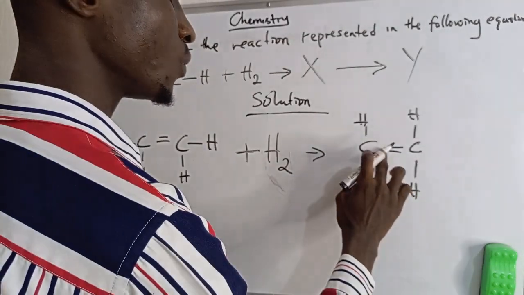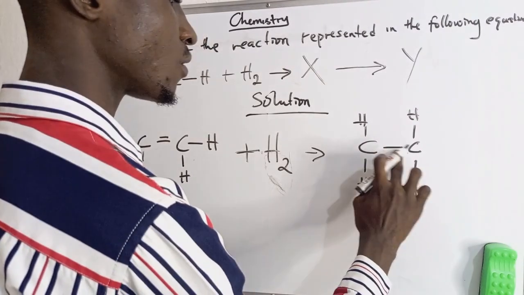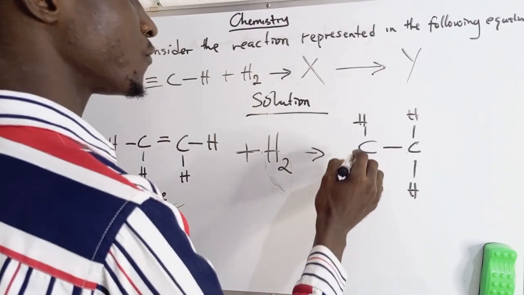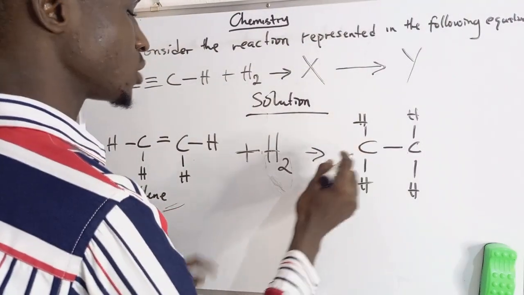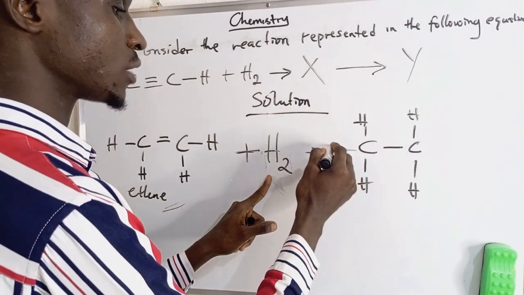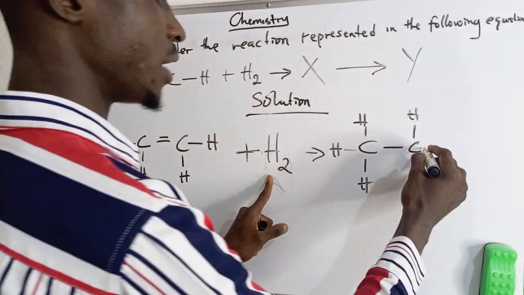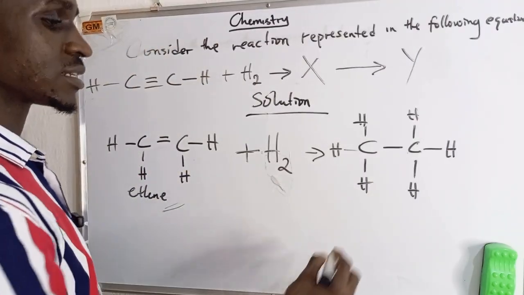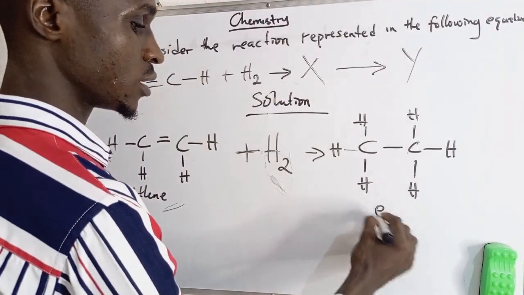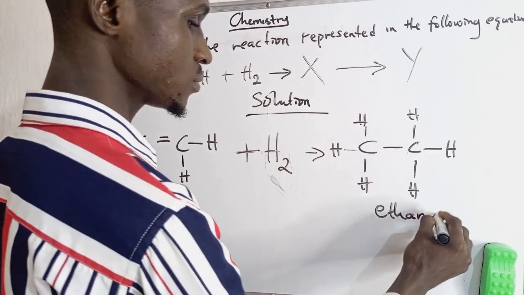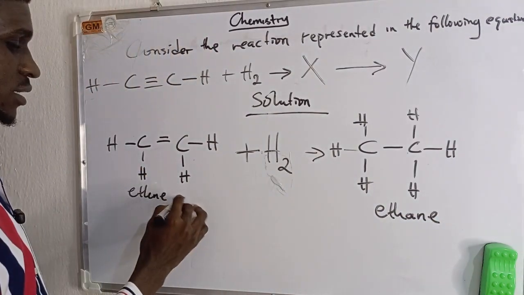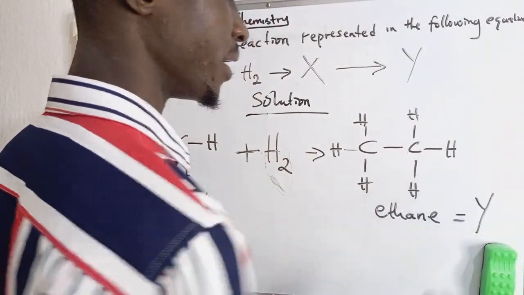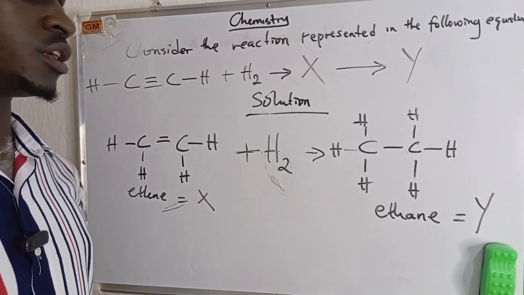Now, by the time we break the second and the last pi bond, we will be forming an additional hydrogen atom here, and then the other one will be bonded to this. This is the last product, which is what? The ethane. Now, where this is your X, this is your Y. I hope you learned something here.